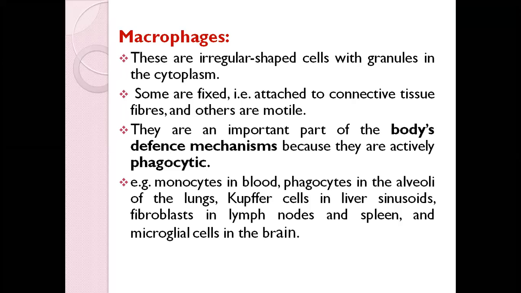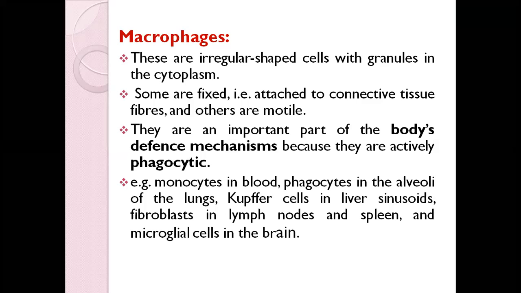So next is the macrophages. These macrophages are the type of cells which really help during infection. If any foreign material enters inside our body, our immune system will be activated. Once our immune system becomes activated, whatever foreign materials enter inside our body, they will try to kill it.